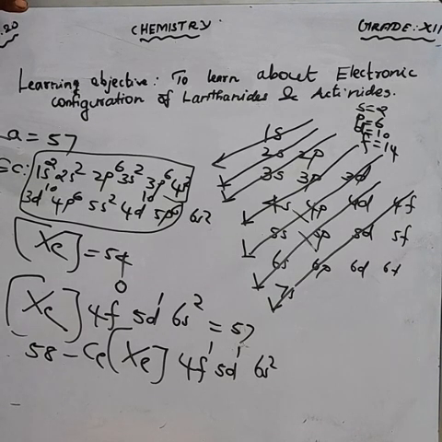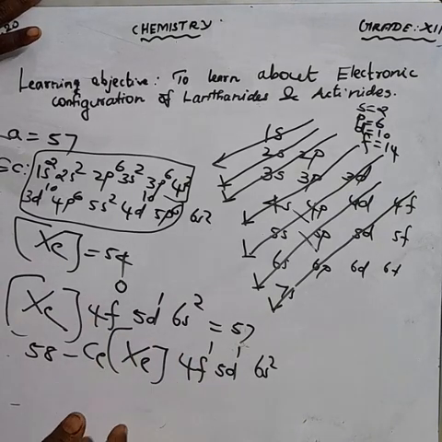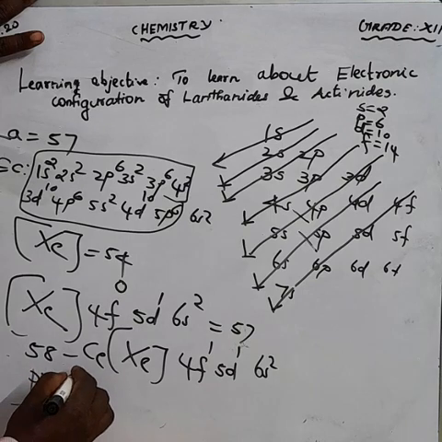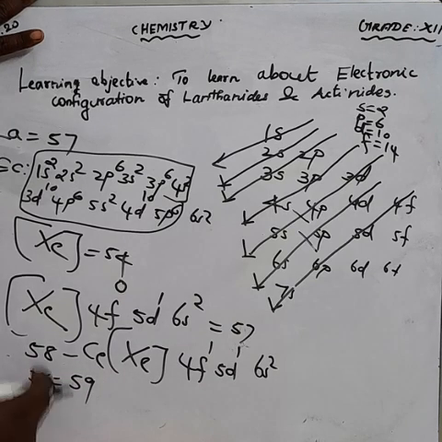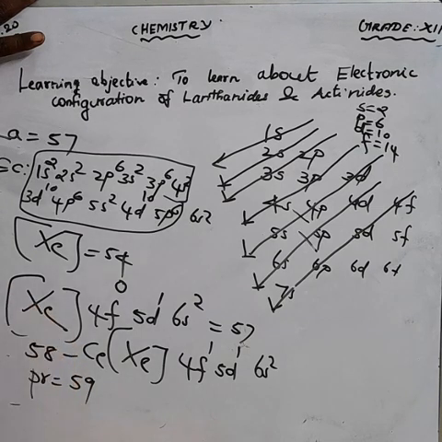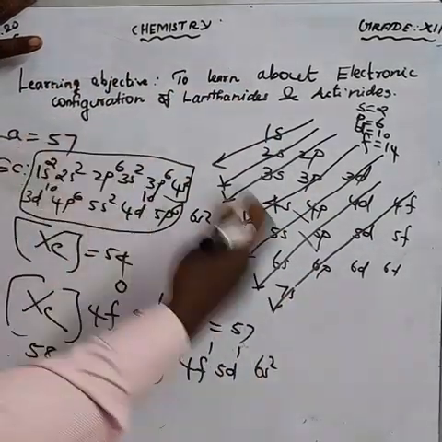I told you, do not write 4f2, because 4f2 is not the configuration for lanthanides. Next you write 4f3. That is Pr, praseodymium, atomic number 59. How will you write the electronic configuration? There is no 4f2. You should write 4f3. Start with 4f3.